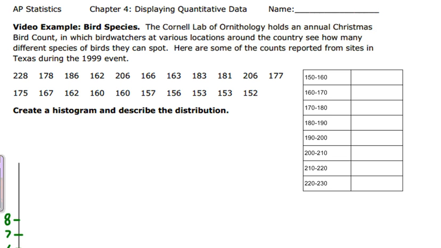Here's your video example for Chapter 4. Chapter 4 is all about displaying quantitative data. So in this example, I'm going to teach you guys how to make a histogram. Now, a histogram is very similar to a bar chart, right? But bar charts are for categorical data and histograms are for quantitative.